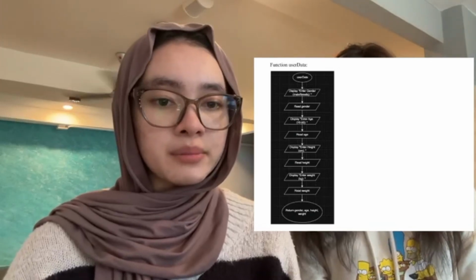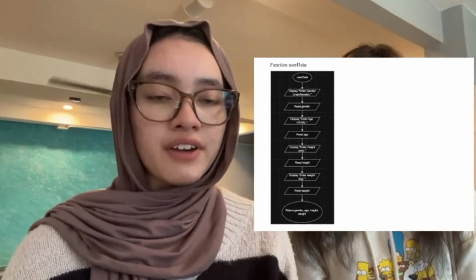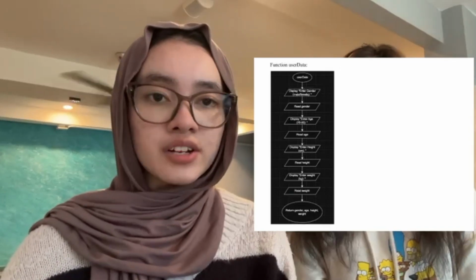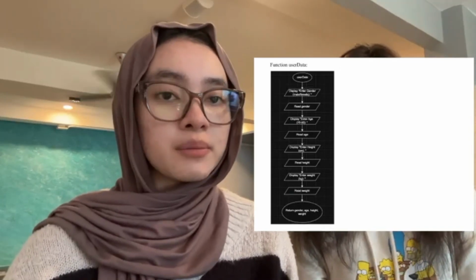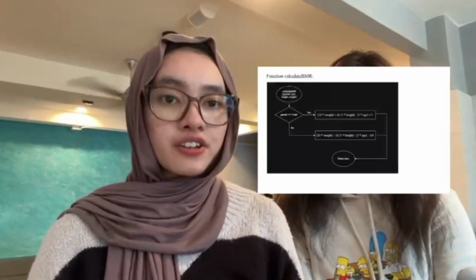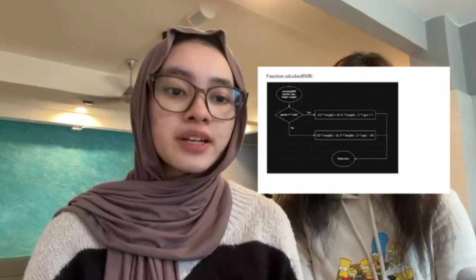The first one displays the prompt enter gender, male or female, followed by another parallelogram to read the gender input. This pattern repeats for age, height, and weight: display the prompt and then read the value. Finally, the flowchart ends with another oval showing return gender, age, height, and weight, passing all collected data back to the main program.